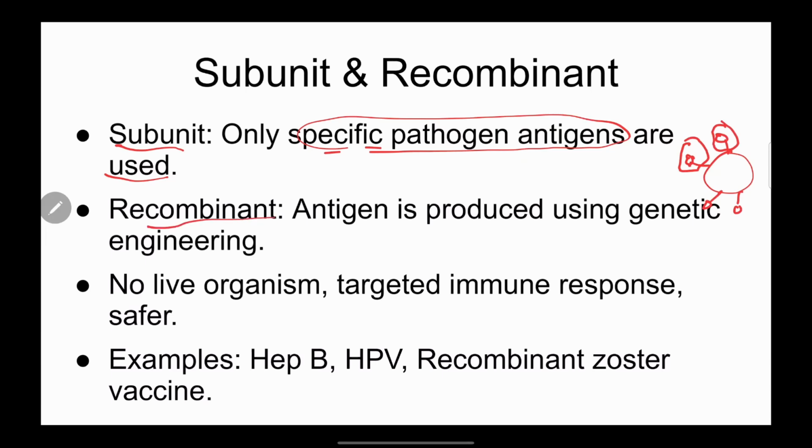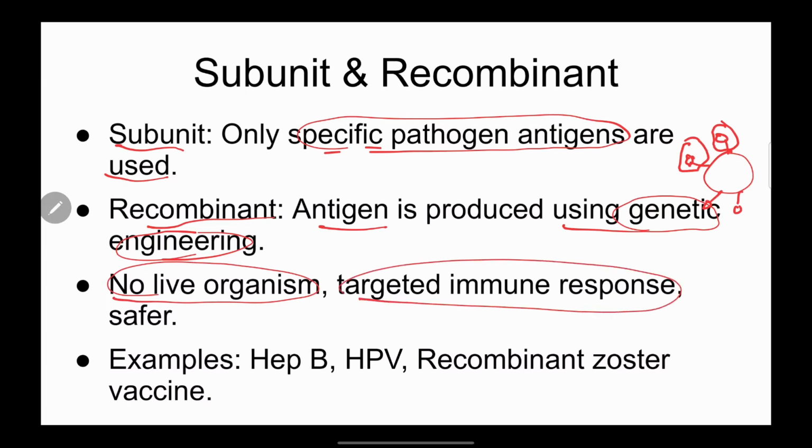On the other hand, recombinant is when the antigen is produced using genetic engineering. It's mostly seen in viruses, right? So you take a virus antigen and you put it inside a yeast cell, and the yeast cell will start producing that antigen, and you can use that as a vaccine. But here's the caveat: no live organism is used. You have a generally targeted immune response, and it is safer. Why? Because again, they don't have the ability to replicate. Some examples are going to be hepatitis B vaccine, HPV, human papillomavirus, and recombinant zoster vaccine.